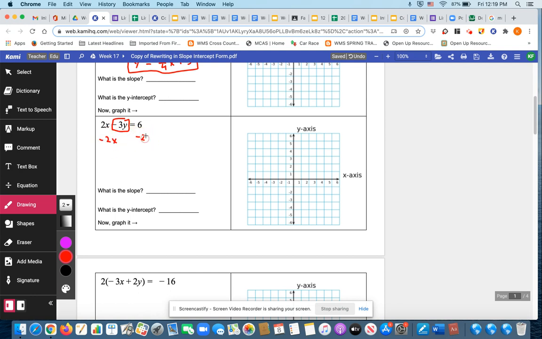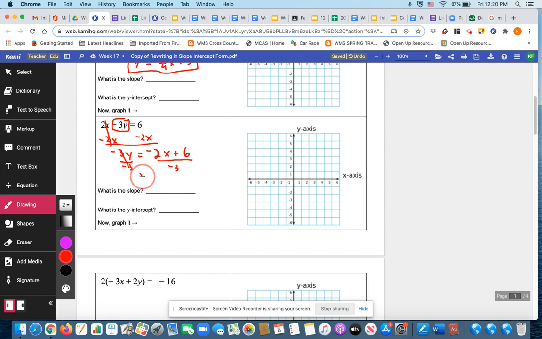Minus 2x, minus 2x. I'll do that, and I'm left with a negative 3y is equal to, and we rewrite it as we see it, minus 2x plus 6. Very nice. The y has to be alone for slope-intercept form. So if it's being multiplied by negative 3, we are going to divide both sides by negative 3.